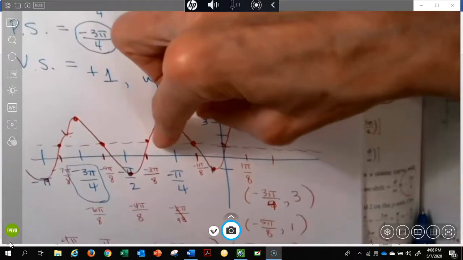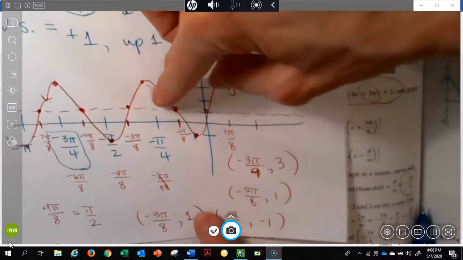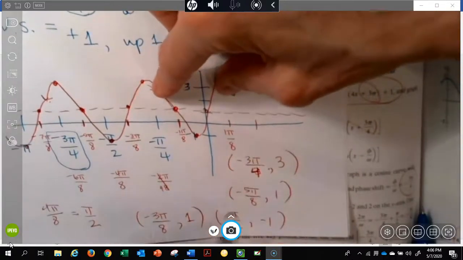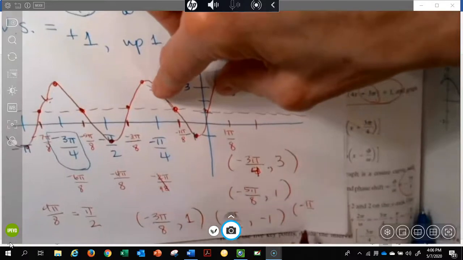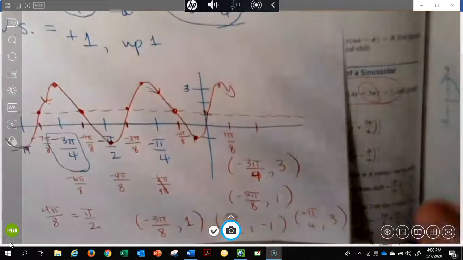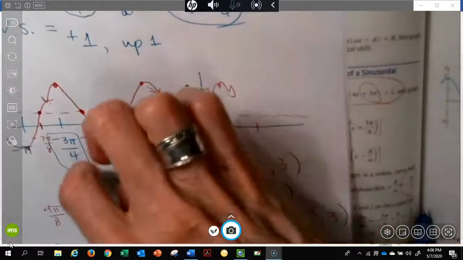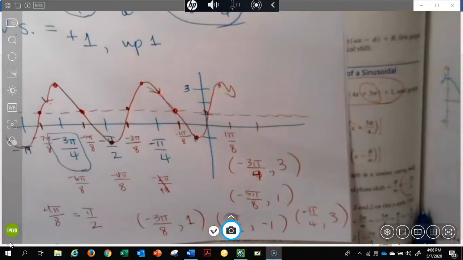This one comes back up to the 1. You can't see that. So I've got 1, 2, 3, 4. Let's finish right here at my negative pi over 4. I'm up here at 3. So I am done. I have listed 5 coordinates. I have listed, or drawn, 2 complete cycles.